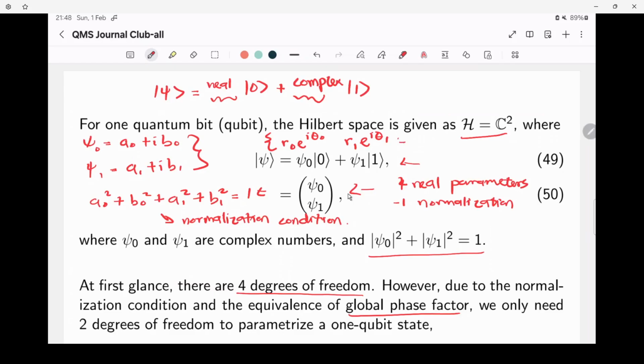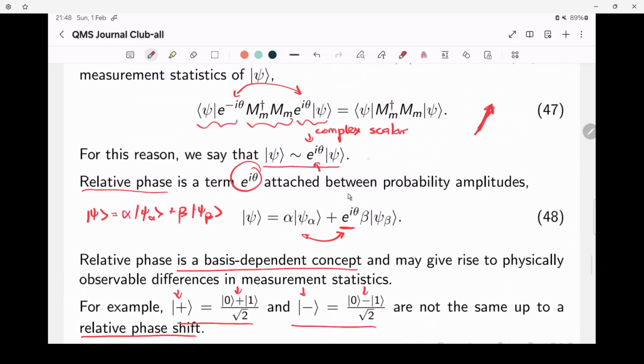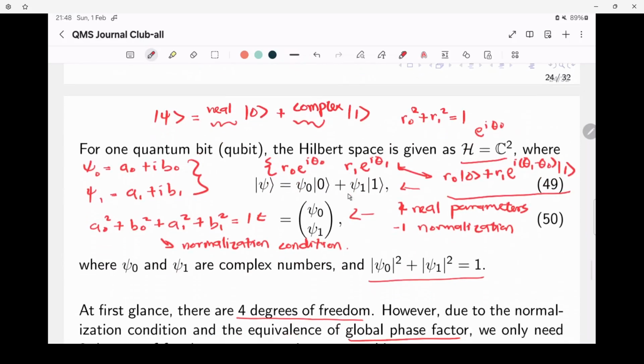If you do it this way, then R0 squared plus R1 squared equals 1. This is one equation. The second one is that you can factor out, let's say, e^{i theta 0}, so that eventually your state becomes R0 |0> plus R1 e^{i(theta 1 minus theta 0)} |1>. This particular state is still the same state because of the previous equivalence. When you factor out the global phase, it gives you the same measurement statistics, which is why we can do that.